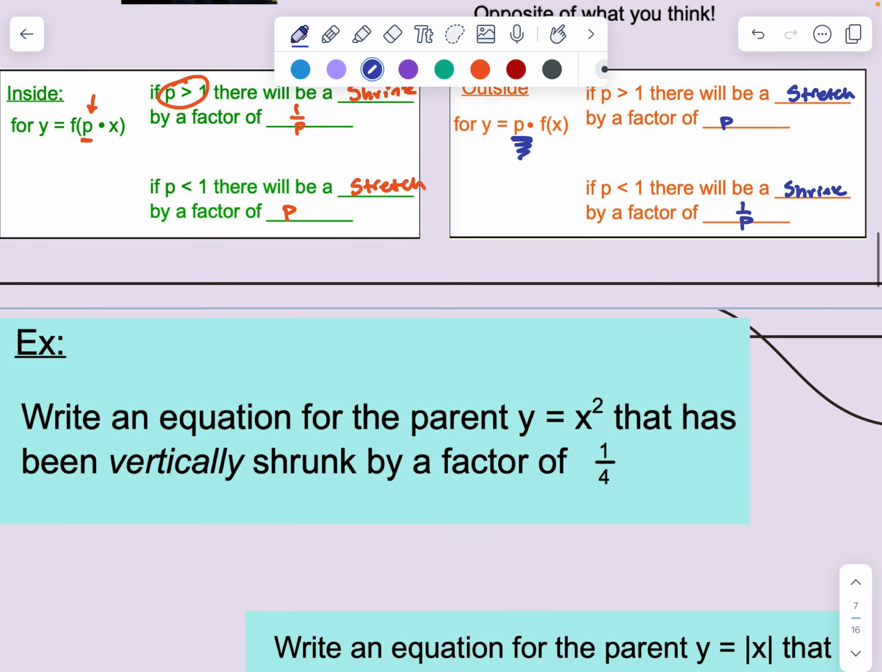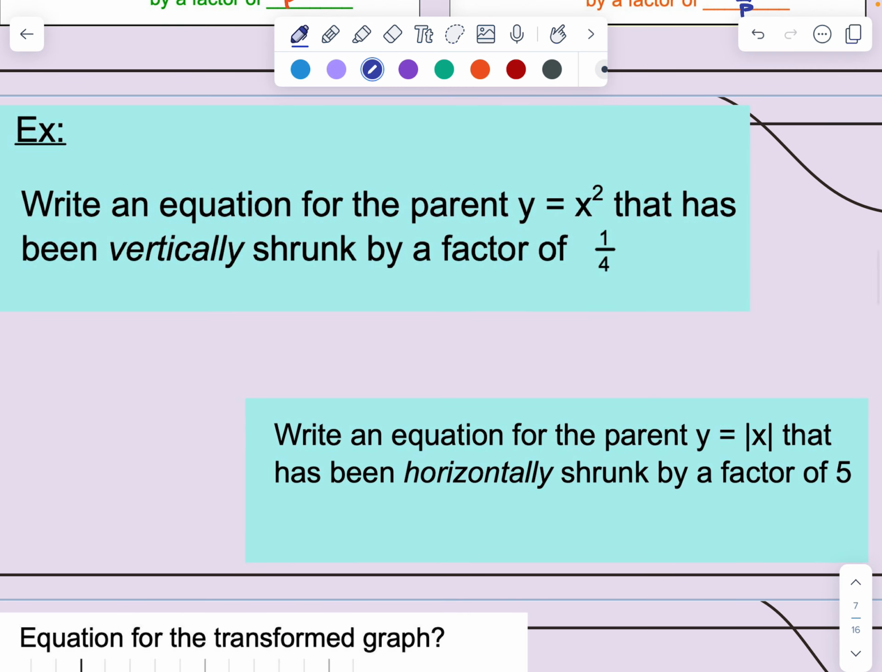So here's a good example to get you started. First one says write a new equation for the parent function y is equal to x squared that has been vertically shrunk. So this tells me outside, and this tells me it's going to look quote unquote normal, if you will. So if I have 1/4, I'm going to keep it as 1/4. This new equation would be 1/4 x squared. If you wanted to get real fancy, you could put in some parentheses there to really show that 1/4 is outside of x.